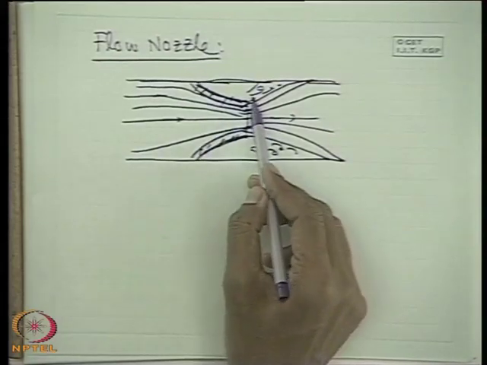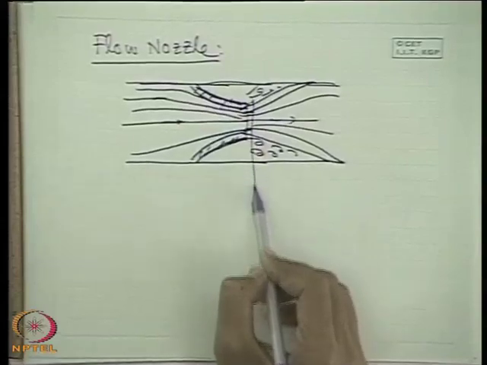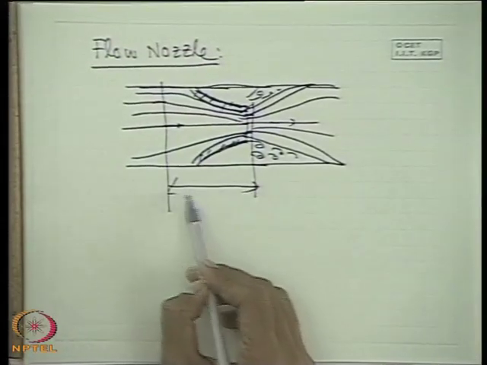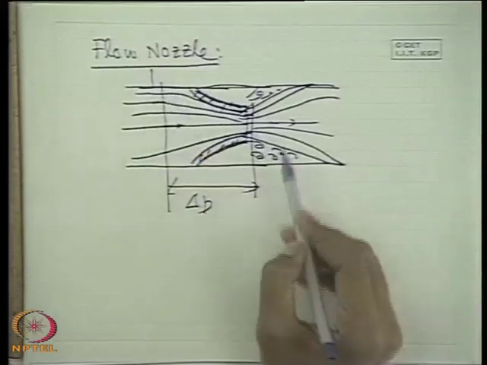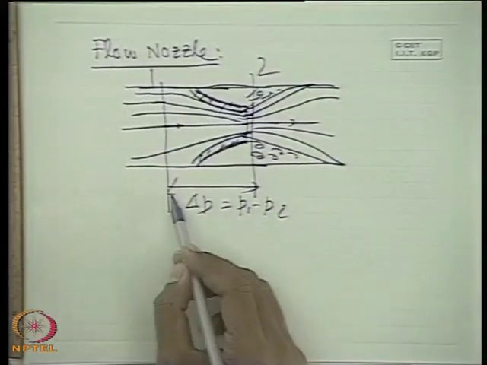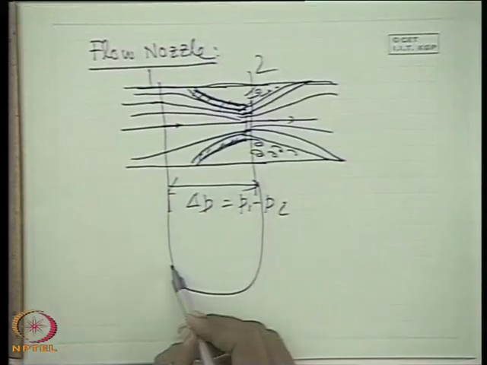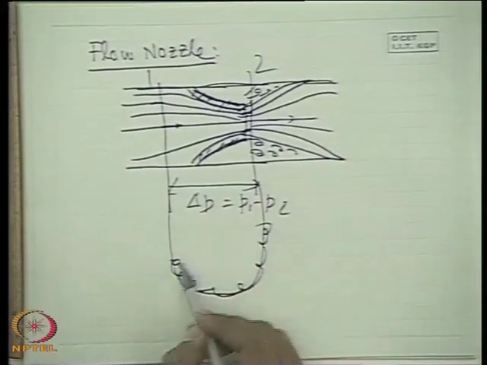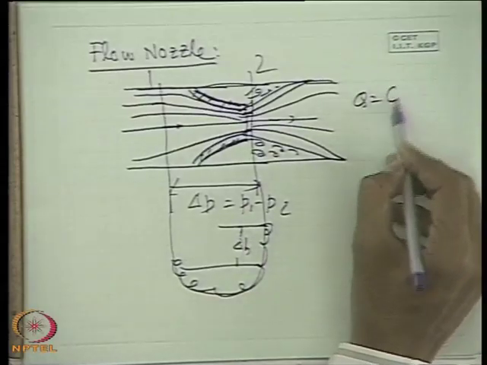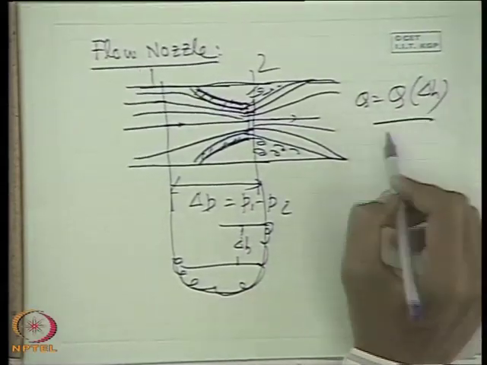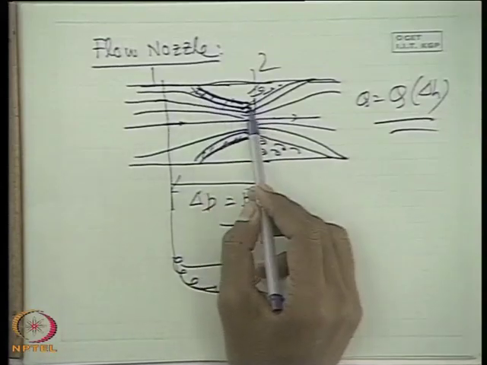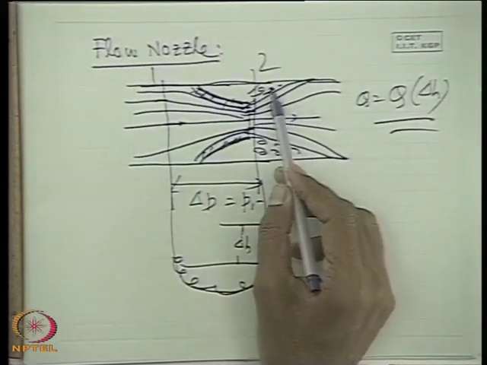If we make a connection just at the downstream of the nozzle and somewhere in the upstream, we get a pressure drop delta P. Let this section be 1, this section be 2. So delta P is P1 minus P2. If this is registered by a manometer, same thing, delta H, we can find out the flow as a function of delta H. It's the same philosophy.